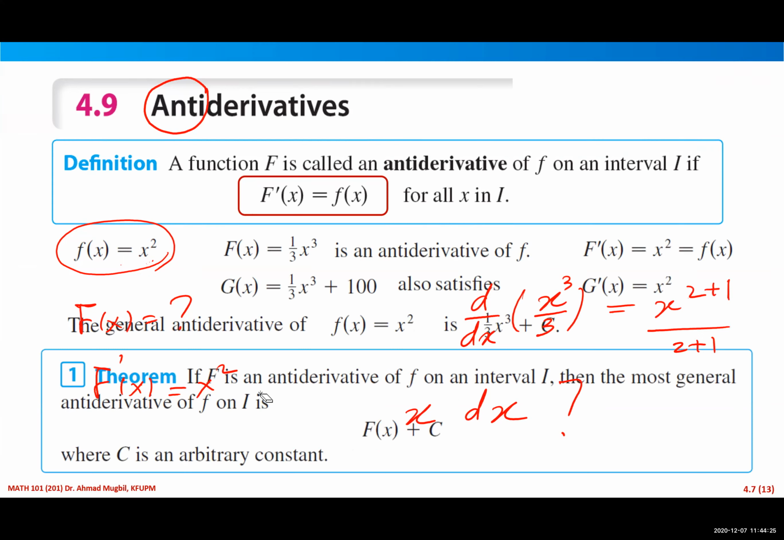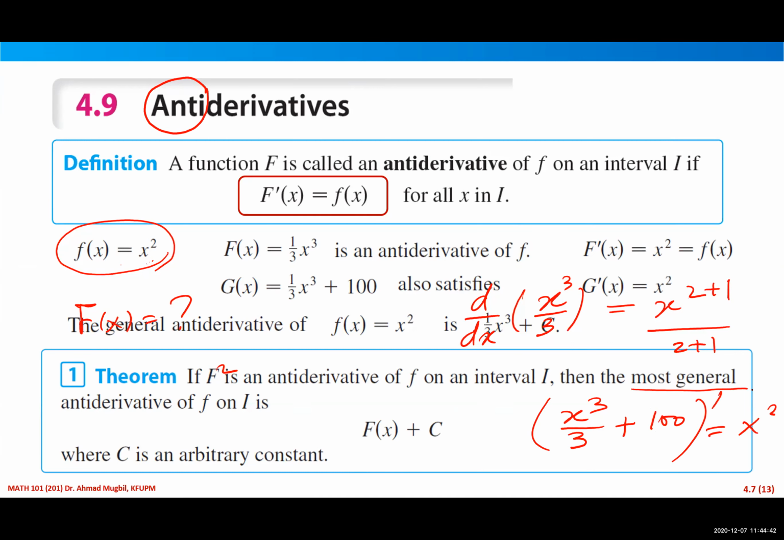Not only that, you can also have any function, guys, any function, x cubed over 3. If you add any constant here, it will also be true. If you add 100, or whatever, and you differentiate, you will get x squared. And this is what we call the most general antiderivative. It is any antiderivative plus a constant.